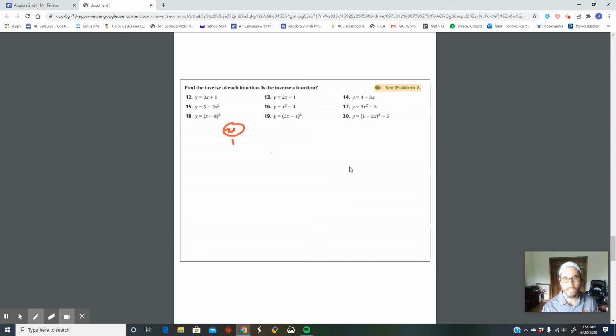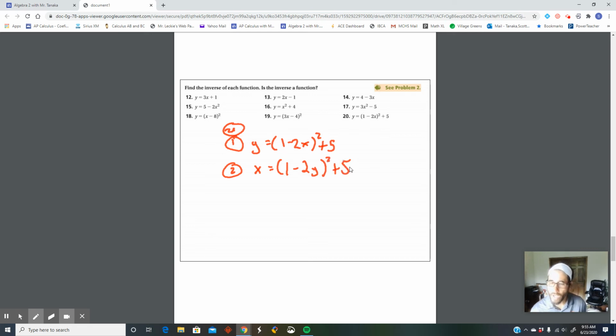Okay, this is 20. Step 1 is to rewrite it with y equals. This one's already done because it's not in function notation. Remember, step 2 is to flip-flop your x and your y. So this is a little bit tougher, I feel like. Now remember, I have to get y by itself. Well, how do I get y by itself? Because there's a square up there, I've got to get rid of this 2 because the y is stuck on the inside. Well, how do I get rid of that 2? First I have to get that expression by itself.